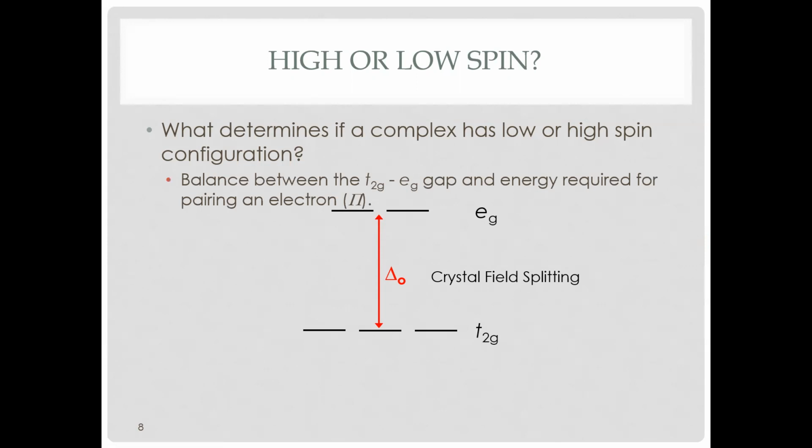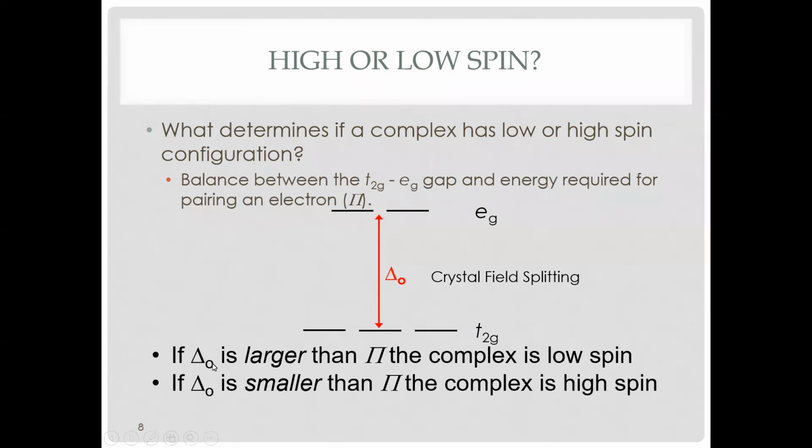So we're going to look at the balance between this gap, the crystal field splitting, and the energy required to pair the electrons. If it's one electron that has to be paired, then we just have one pairing energy. If we have multiple ones on the bottom, we'd have multiple pairing energies. That is labeled with a capital P in Greek, or pi.